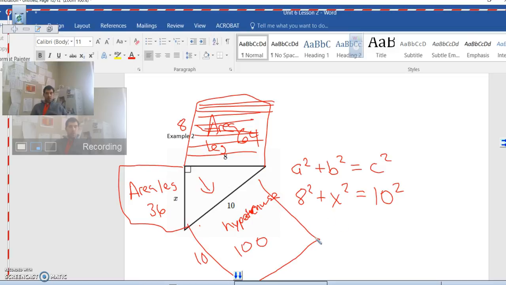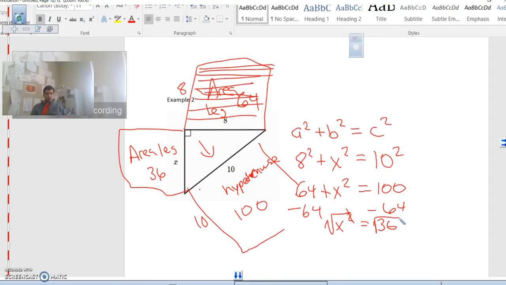So to solve this, we're going to do 64 plus x squared equals 100. We're going to subtract 64. We get x squared equals 36, and then we take the square root, which gives us x equals 6. It couldn't be negative 6, because you can't have a negative side length. You can't have a side length that's less than 0.